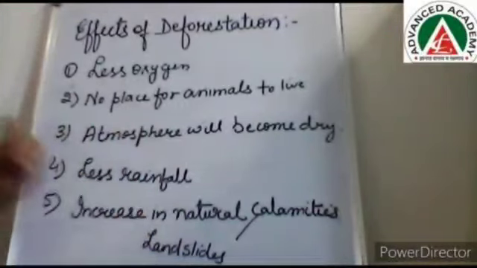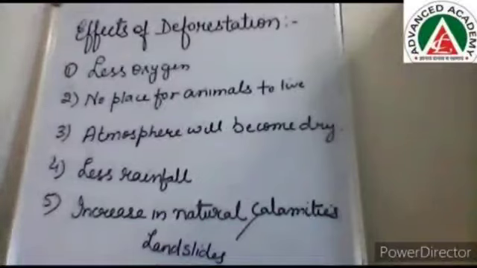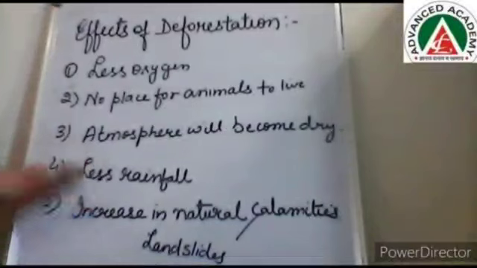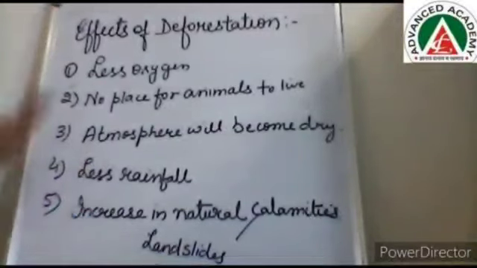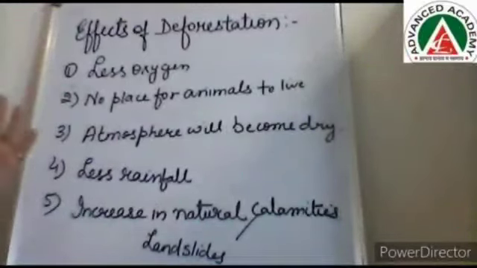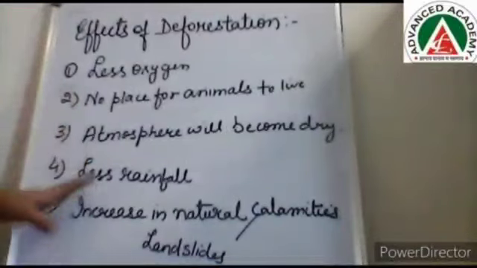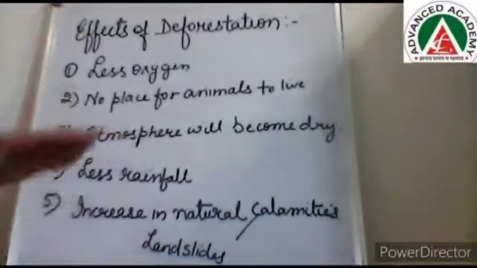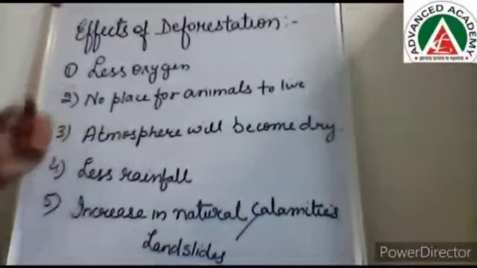Now, there will be no place for animals to live, because if we are cutting down trees, where will birds make nests? So animals will also have problems for their shelter. The atmosphere will become dry, with no cool air and no clean environment. We will also have less rainfall. Then, with less rainfall, there will be a shortage of water. So indirectly everything is connected.